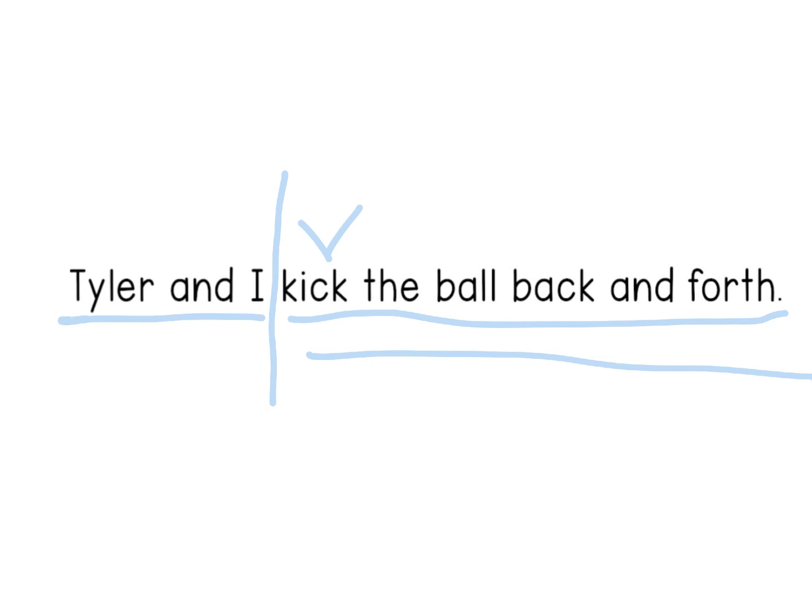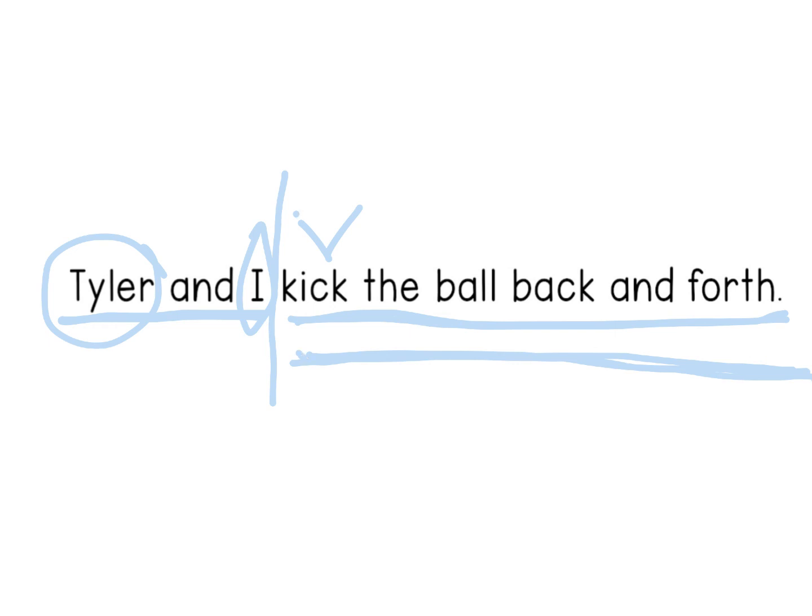Our simple subject, if we look at our complete subject, it's Tyler and I. Your simple subject would be Tyler and I. You'd have a compound subject. Now, if we look at our complete predicate, kick the ball back and forth, that's our complete predicate. Your simple predicate would be just the verb kick.